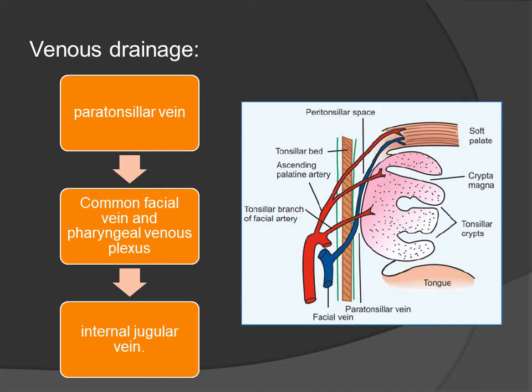Veins from the tonsil drain into the paratonsillar vein, which are present on the lateral surface of tonsil, and drain into the common facial vein and pharyngeal venous plexus, which in turn drain into the internal jugular vein.